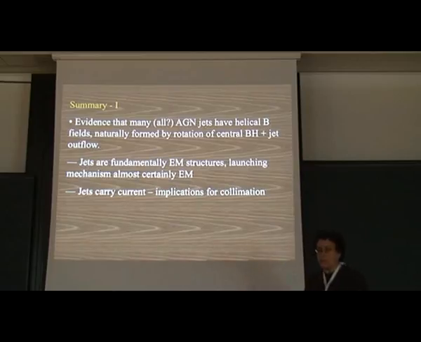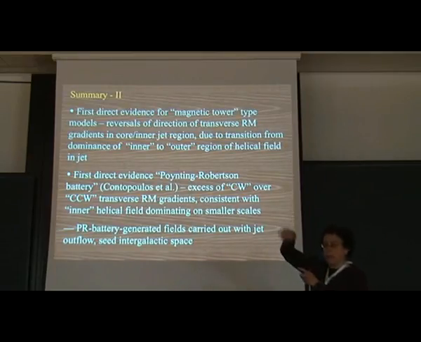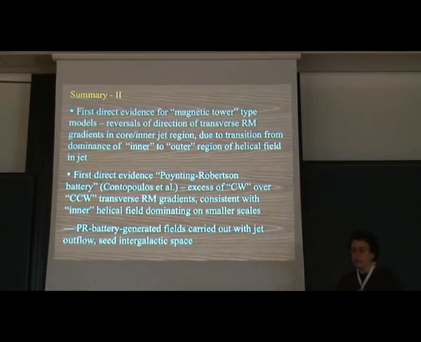That means that the jets are fundamentally electromagnetic structures, and that the launching mechanism is almost certainly electromagnetic, which I think few of you would probably doubt. It also, of course, means that the jets carry current, and that has implications for collimation. Okay. We've got direct evidence for, I've called them magnetic tower type models, but don't get hung up on that. Essentially models in which the magnetic field goes out from the inner part of the accretion disk and closes in the outer part of the accretion disk. Then the whole thing gets wound up.